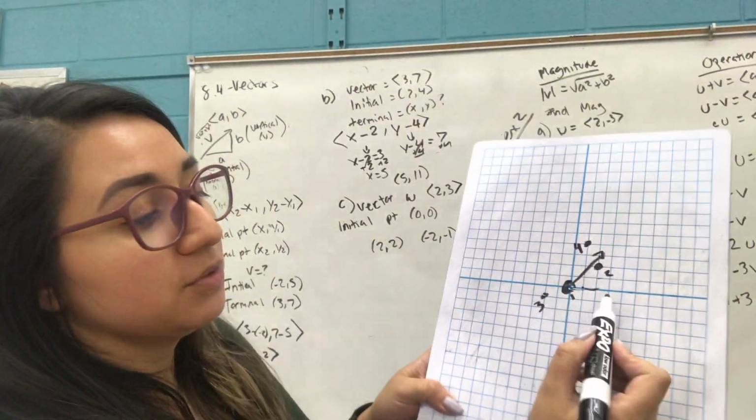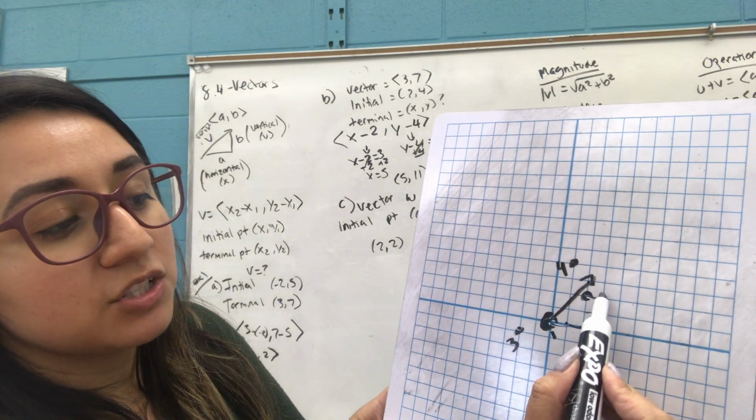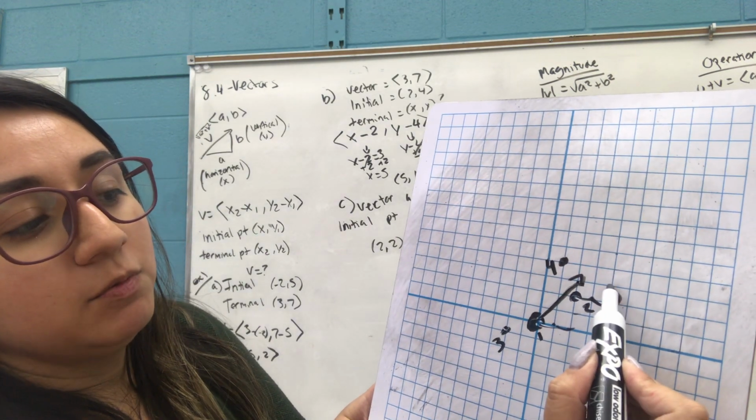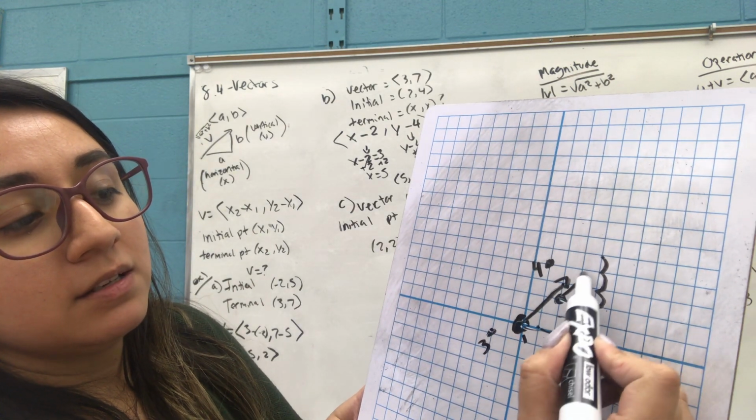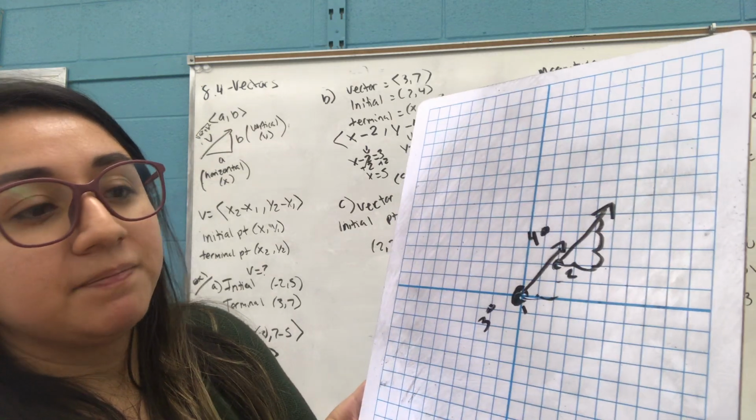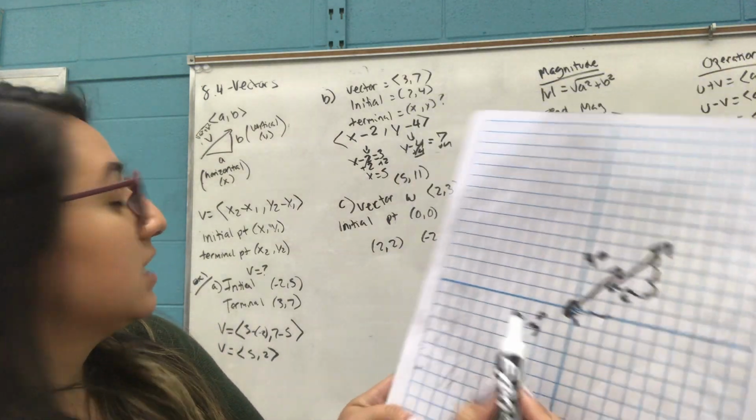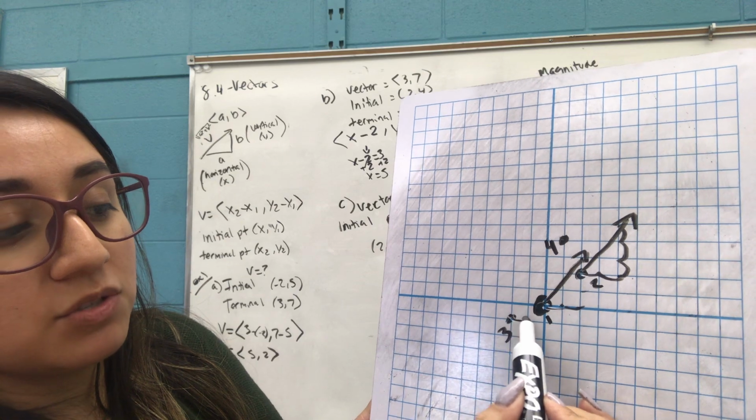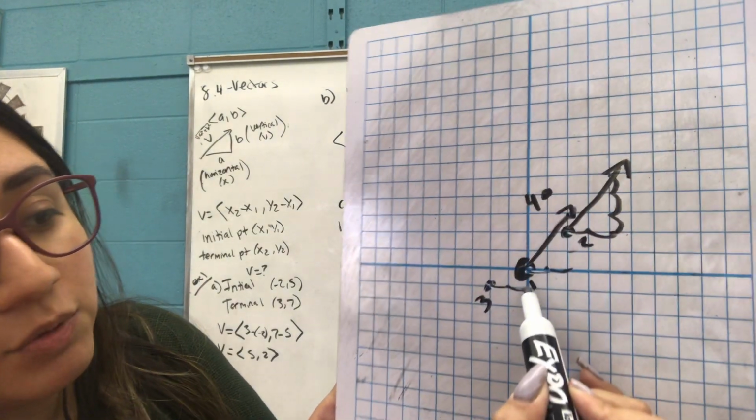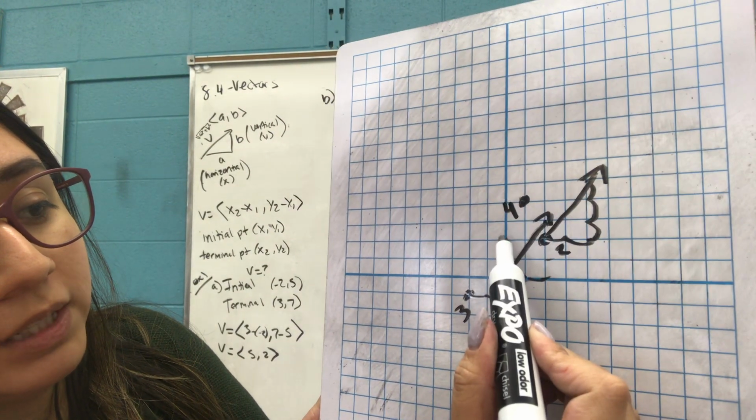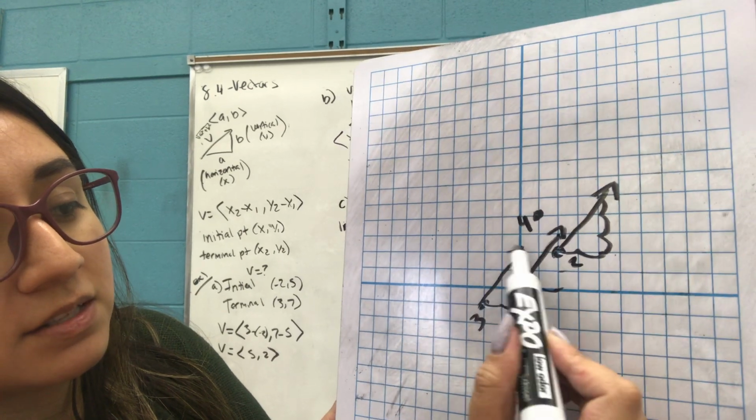Next one is 2, 2, so that's right here. We're moving 2 to the right and 3 up. 1, 2, 3. And you end up with that point. The third one is -2, -1. So we're moving 2 to the right, 1, 2, and counting 3 up. 1, 2, 3, right here. So that's my other vector.